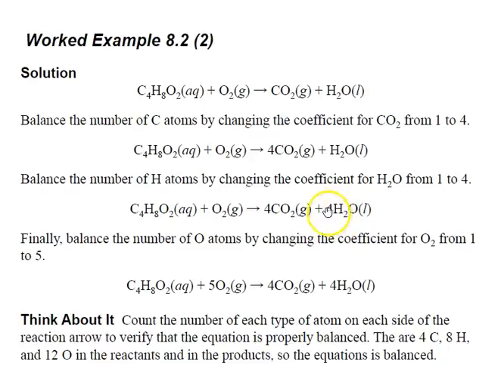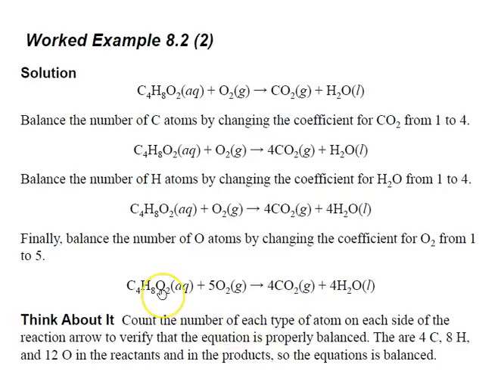That changes the hydrogens to a total of 8 on the right, and then we have the 8 in the butyric acid. Then finally balance the number of oxygen atoms by changing the coefficient for O2 from 1 to 5. So putting a 5 in front of O2, we have 2 oxygens in butyric acid. Then 5 times 2 is 10, so that will be a total of 12 oxygens. And then on the right side, we have 4 times 2 is 8, plus 4 more oxygens is 12.